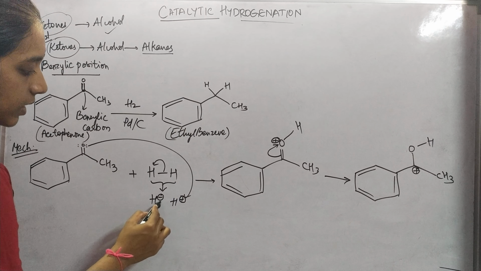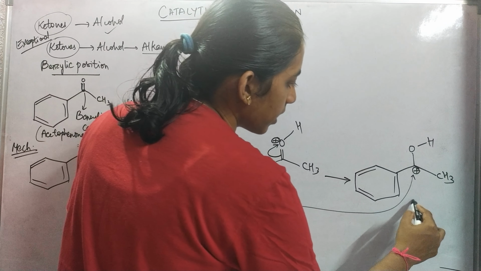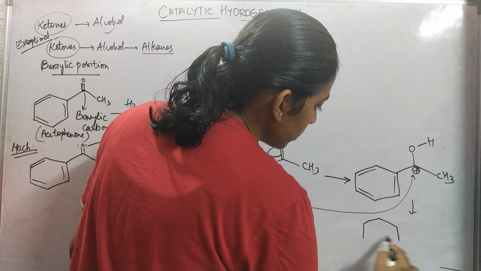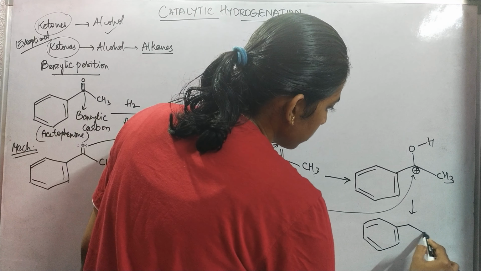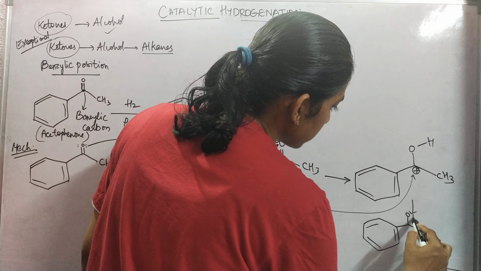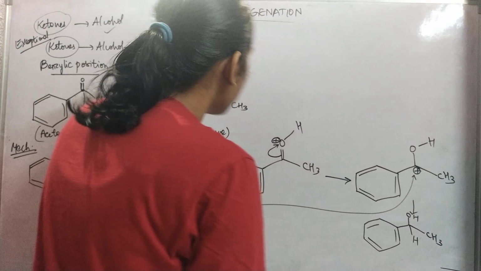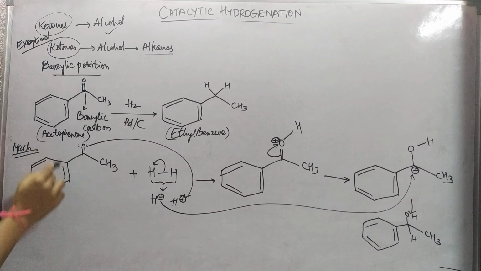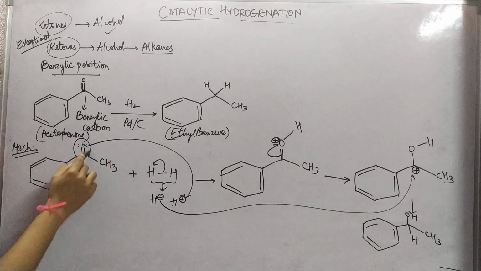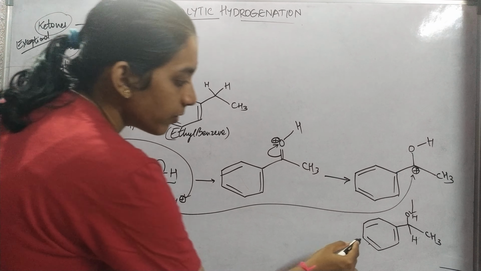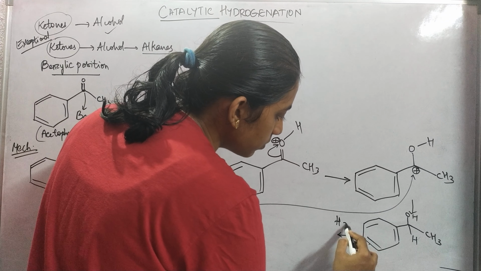Now this H minus will attack the positively charged carbon, giving us alcohol. OH, H. This compound is an alcohol. Okay. Now what did we see here? Ketones are first reduced to alcohols. As this ketone group is present at benzylic position, this will be further reduced to alkanes. So for that again we have to add H2.